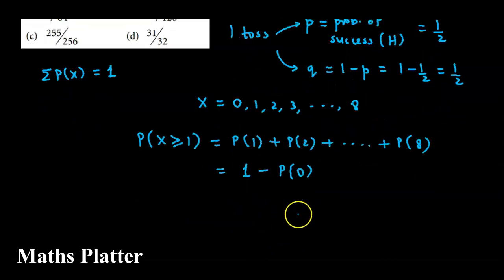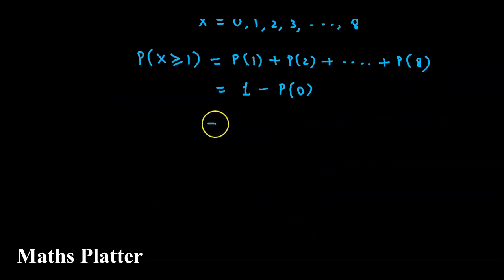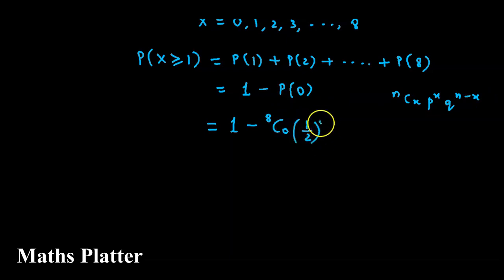अब P of 0 हम कैलकुलेट करते हैं बाइनोमियल डिस्ट्रीब्यूशन के probability function का फॉर्मूला यूज करके. Now we know that P of x is given by nCx into p raised to x into q raised to n minus x. तो ये आ जाएगा 8C0, then half raised to 0. Next is half raised to 8. So 1 minus, nC0 होता है 1. So 8C0 will be 1. Half raised to 0 is 1. And ये आएगा 1 upon, that will be 128.